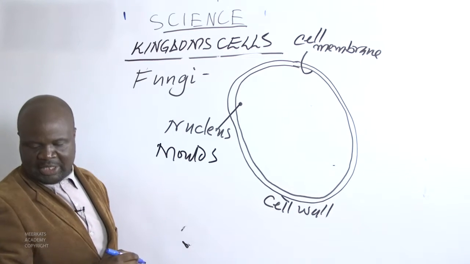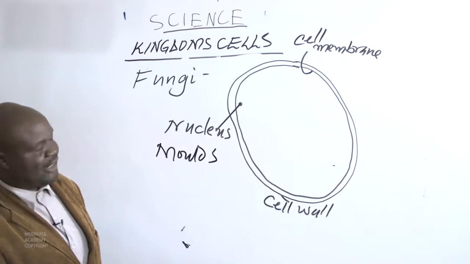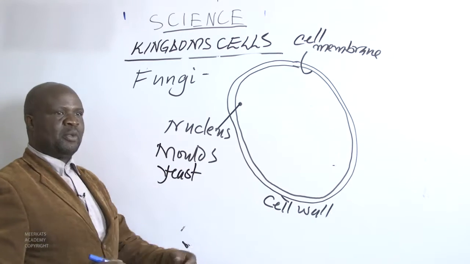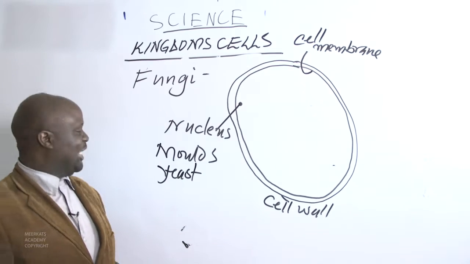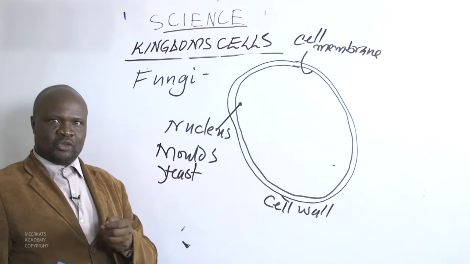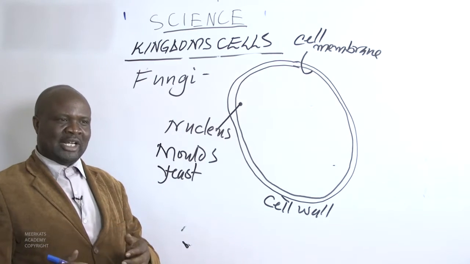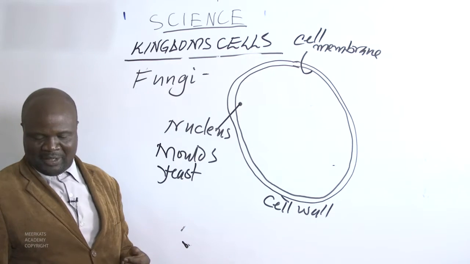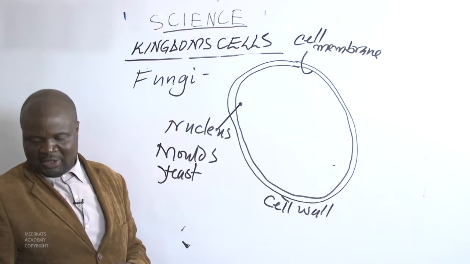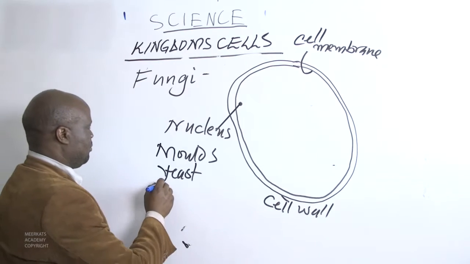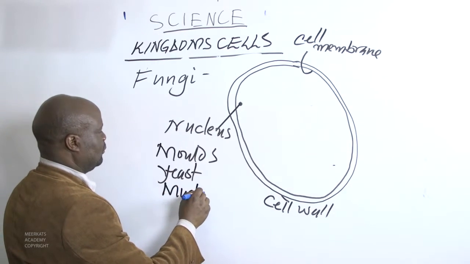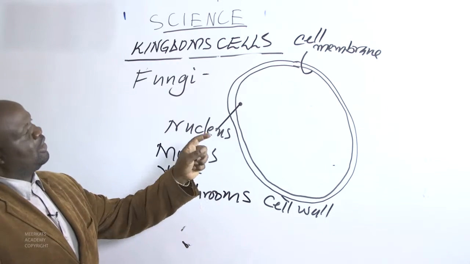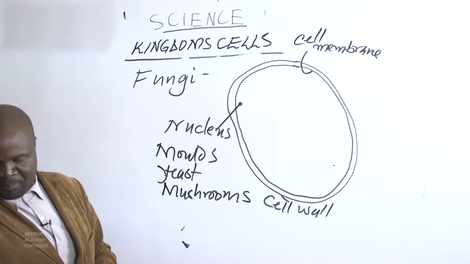So the molds can take that nature. We have the yeast. With yeast, you can describe the actions and characteristics, but you cannot use your naked eyes to see yeast. They are so tiny, and they are unicellular, in fact. Then we also have the mushrooms. When you observe cells of mushrooms, they will take such a structure.